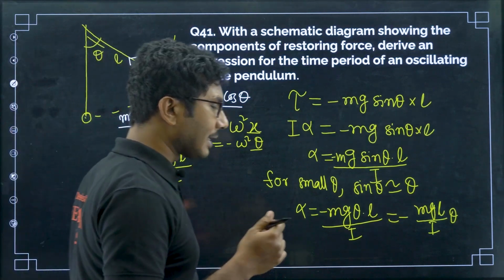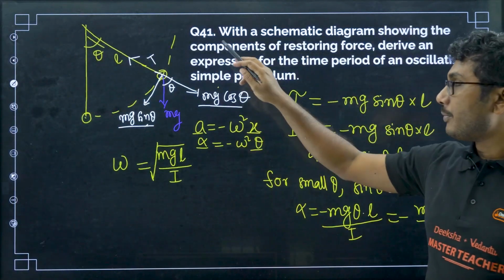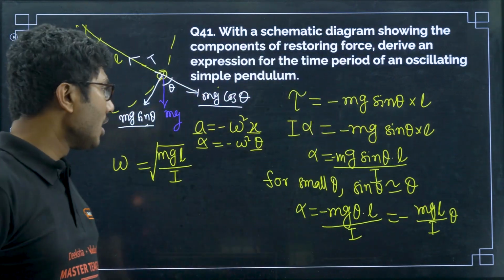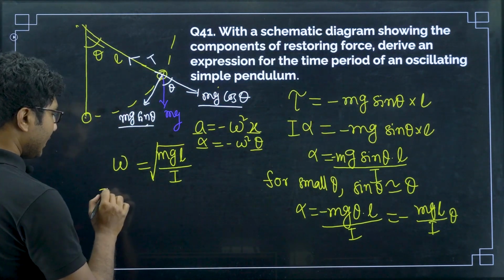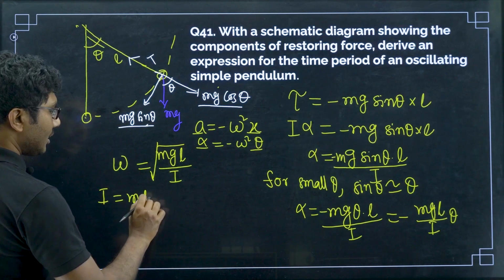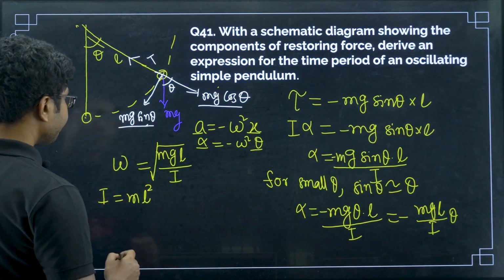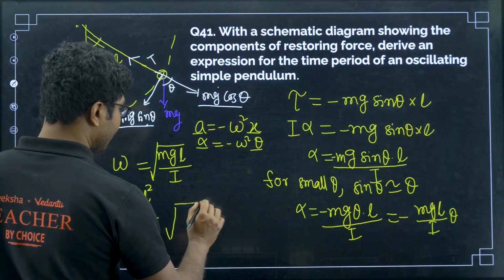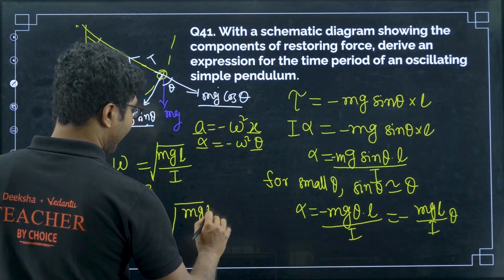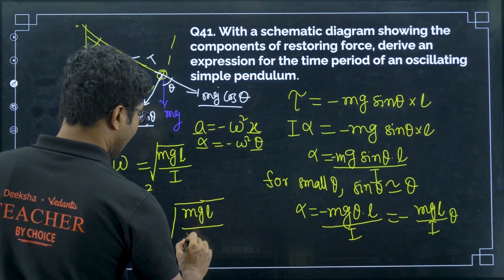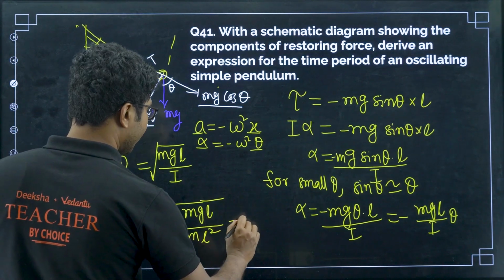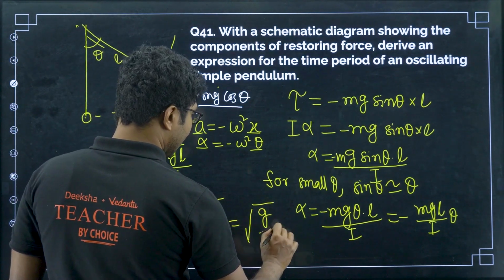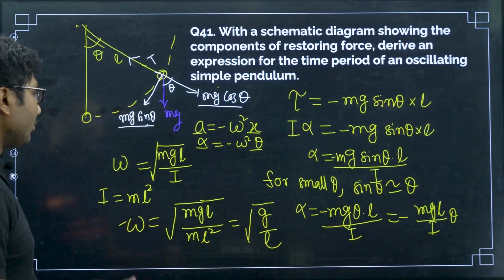Now, this is a simple case where the pendulum bob is rotating and we do not assume the mass of the string, it is a massless string. So, in that case, I can be written as mL square. Okay. So, we can say that omega is basically equal to square root of mgL divided by mL square, that is equal to square root of g by L. Okay, this is the formula for omega.